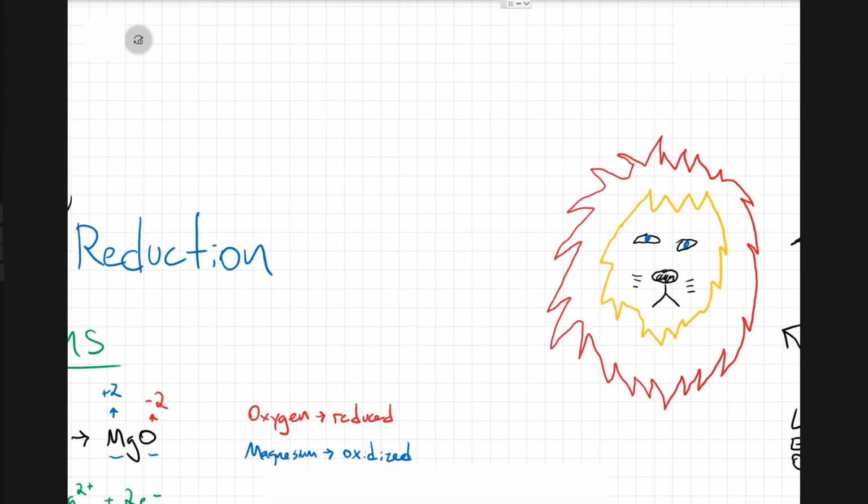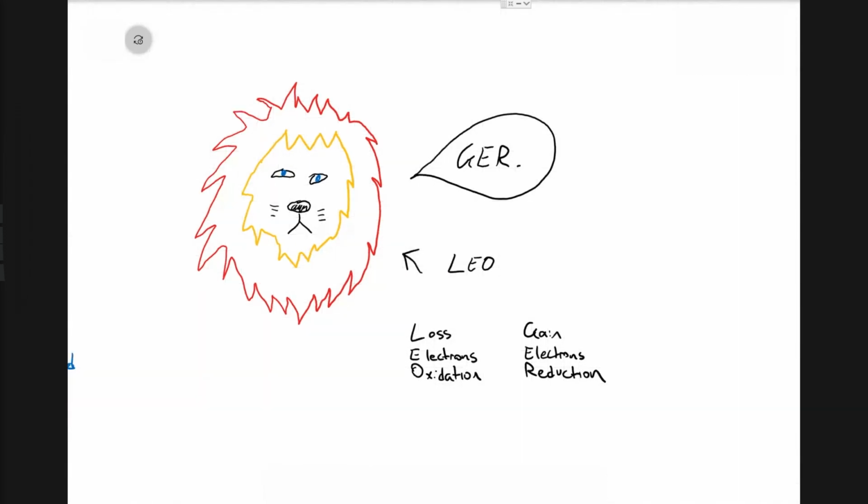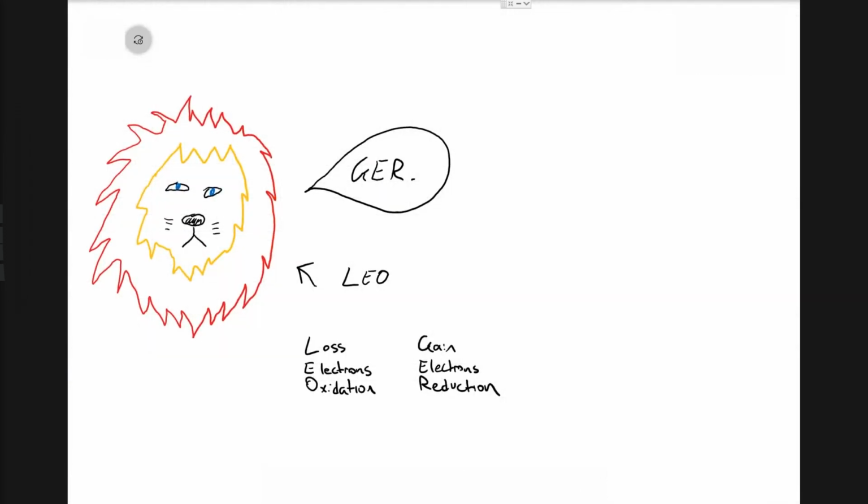Now there is another mnemonic to remember this if you prefer, although I don't know why you would need another with my beautiful lion drawing here. But if you don't like Leo the lion says grr, you could also remember OIL RIG. OIL RIG stands for oxidation is loss, whereas reduction is gain. So whatever works for you. You can think of OIL RIG, oxidation is loss, reduction is gain, or you can think of Leo the lion says grr, loss of electrons is oxidation, gain of electrons is reduction.